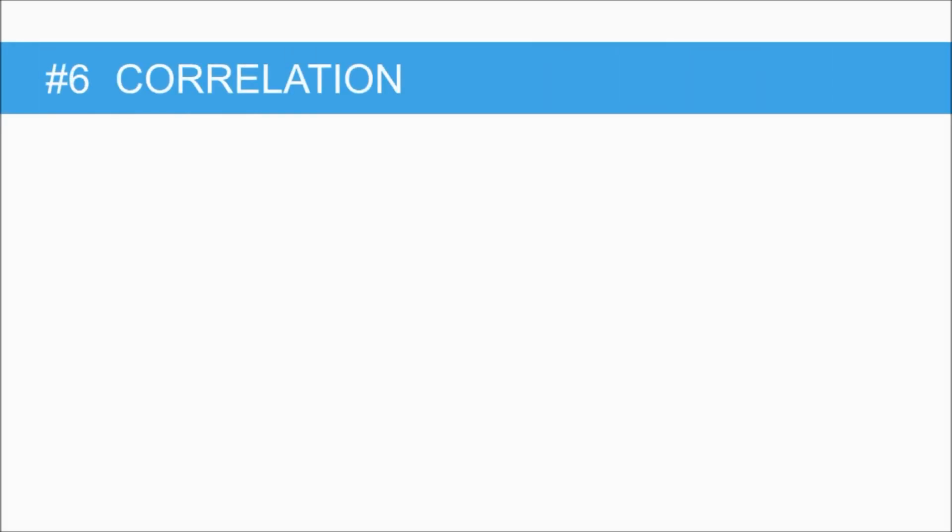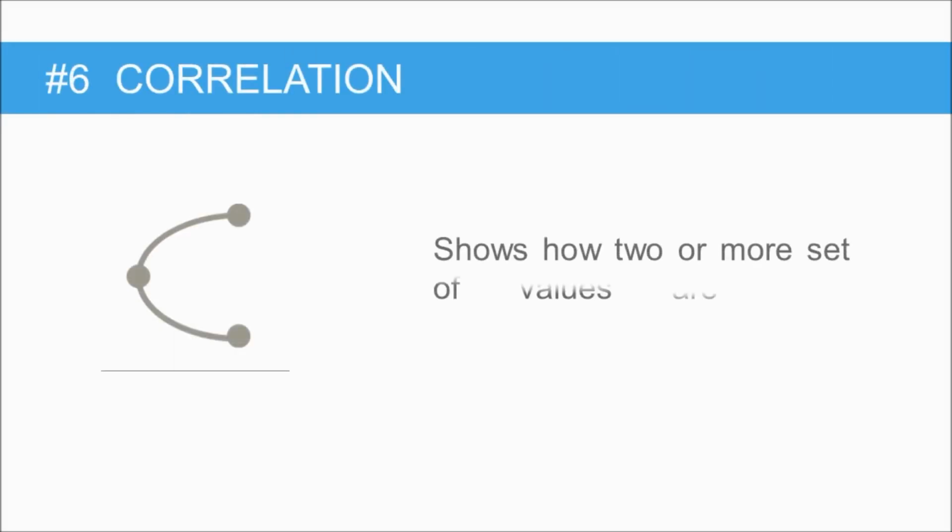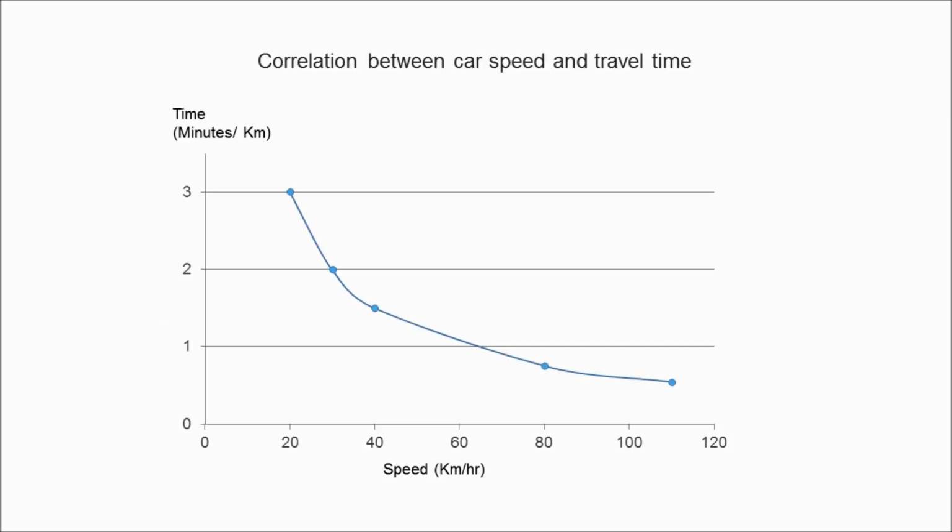Sixth one is correlation. Correlation defines how two or more sets of values are interdependent. If one goes up, what will be the effect on the other set? Whether they will go up or down, and in what proportion. For example, if a car increases speed, how will it impact the time taken to cover a particular distance? The graph shows car speed on one axis and the time it takes to cover 1 kilometer on the other.